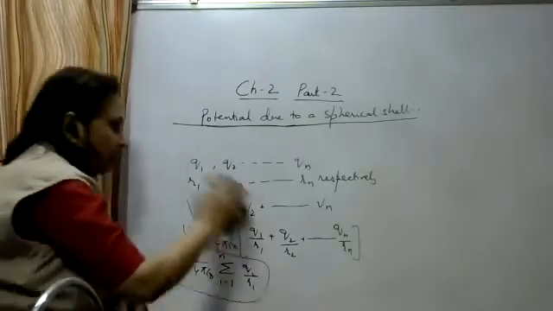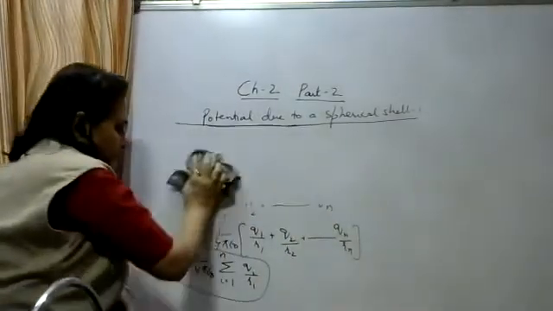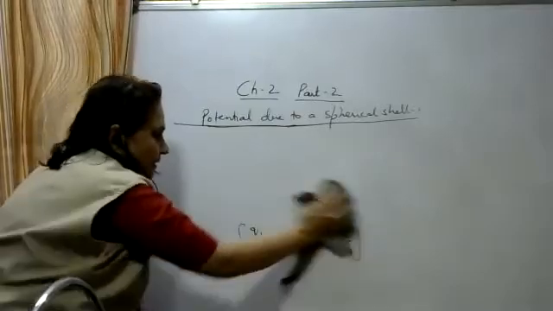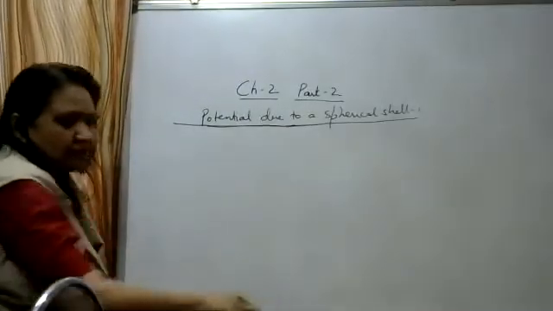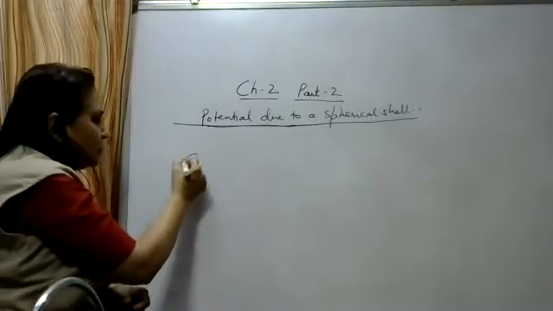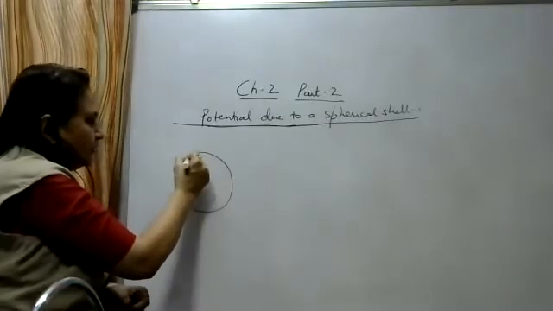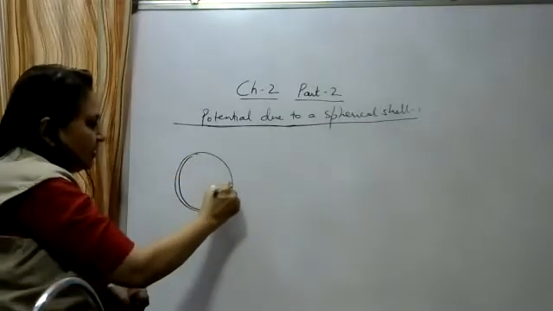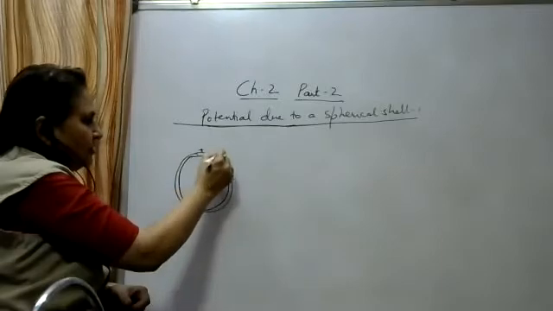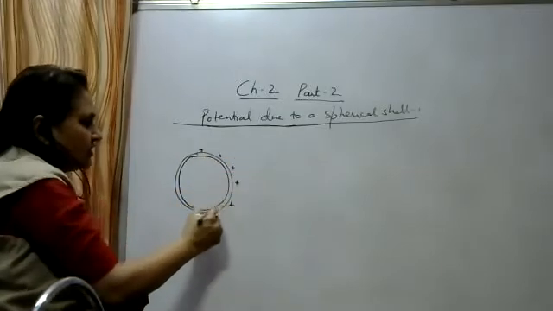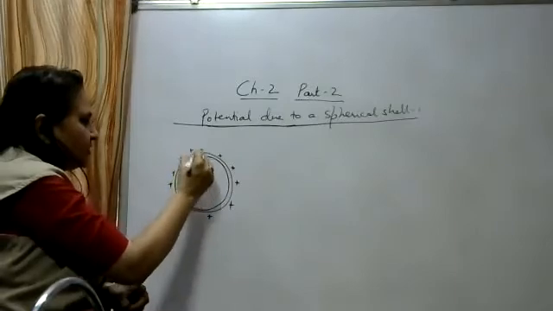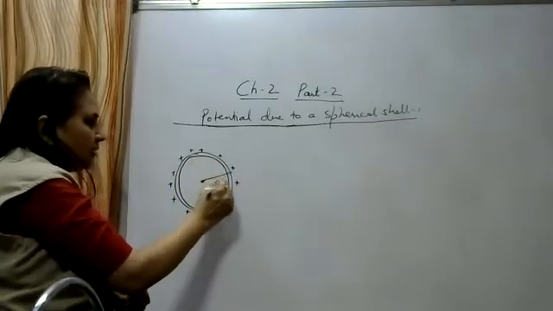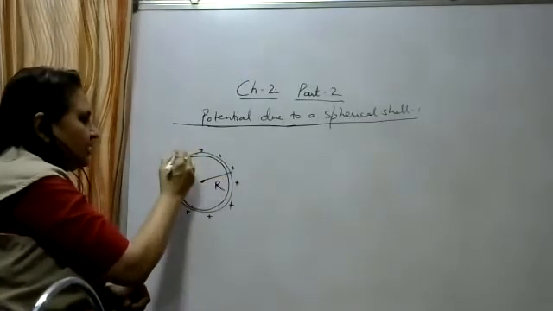Okay, now let's draw the figure. Let us consider a spherical shell on which plus Q charge is uniformly distributed. This is a spherical shell on which positive Q charge is uniformly distributed. Let the radius of the spherical shell be capital R. The radius of the shell is capital R.